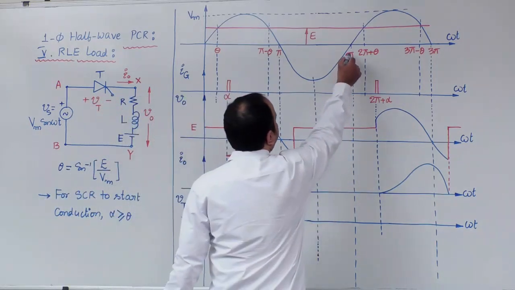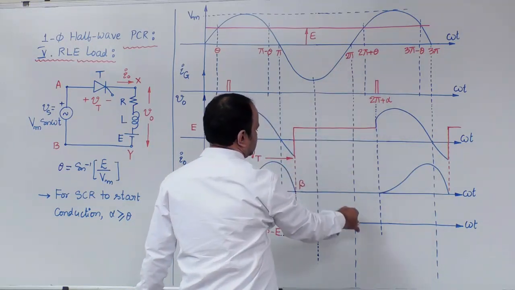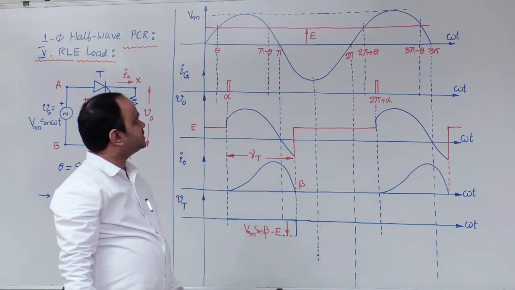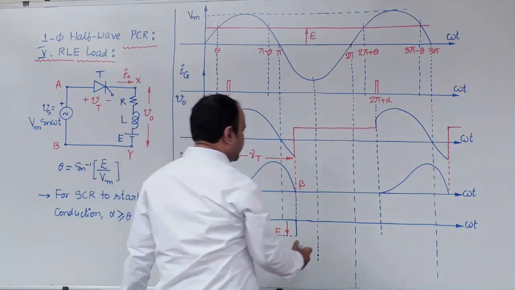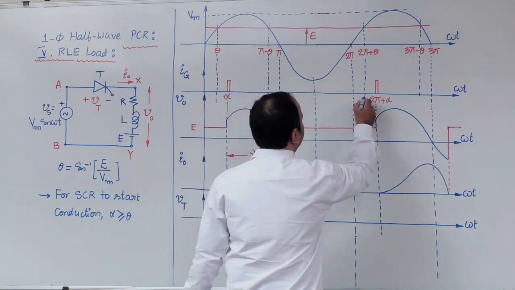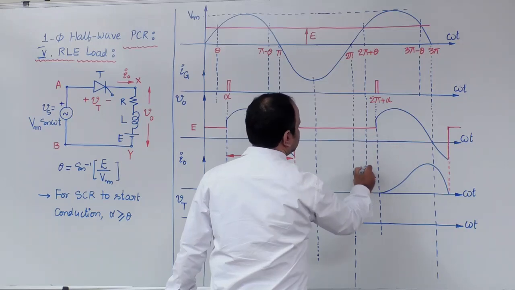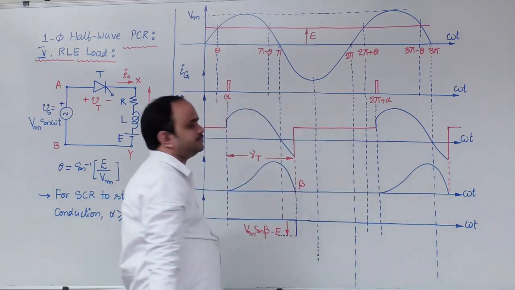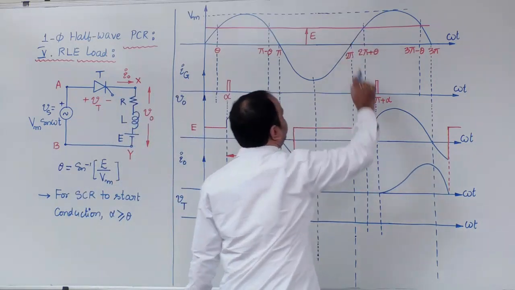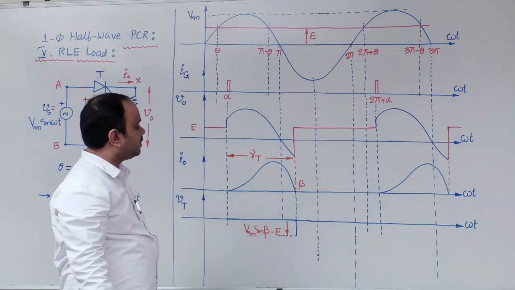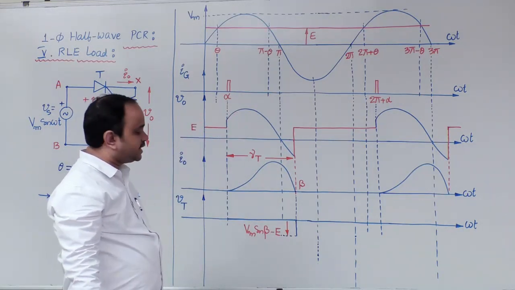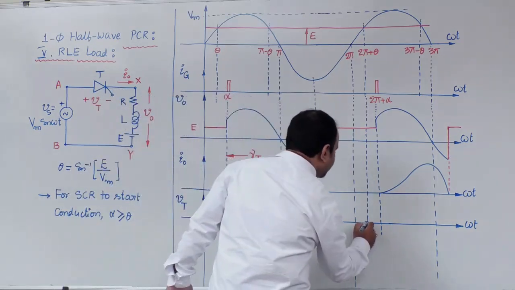Next, at 2 pi, the sinusoidal value is 0 and the load EMF is E. Then 0 minus E will give you minus E. Let us take somewhere here. Now I am extending the 2 pi plus theta line. At 2 pi plus theta, both the sinusoidal value and load EMF are equal. Hence the difference will be 0. It will touch the x-axis here.